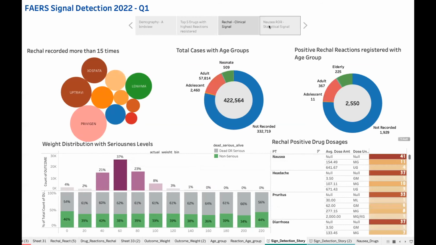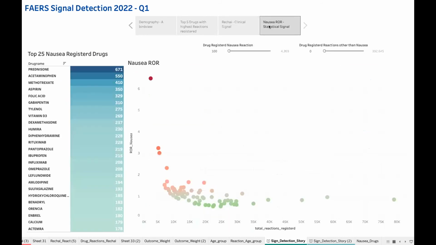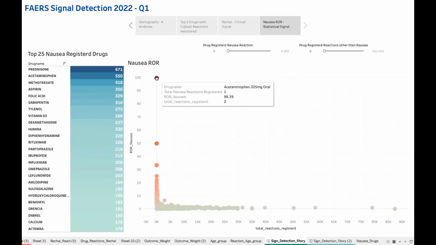Okay, now I'll show you quickly what the statistical signals look like, in the sense of reporting odds ratio. This shows whether the drug-event combination has been reported more than expected or as expected. On the left you see the top 25 drugs registering nausea. Based on this table, it's very easy to say that prednisone has registered the majority of the ROR cases. Also, if you look at the dashboard, we have some crazy ROR numbers, like 99. These are all very crazy numbers.